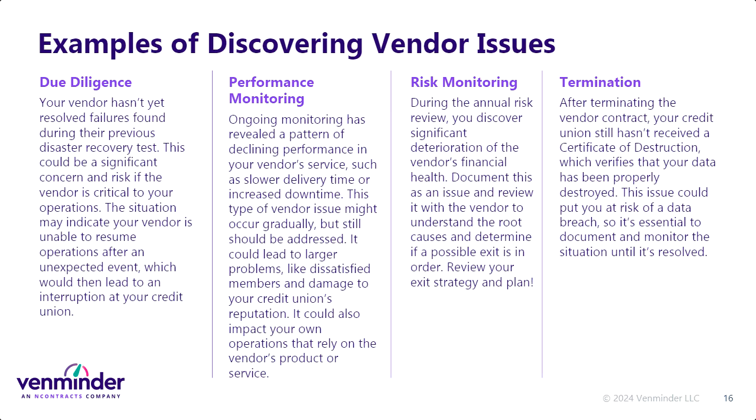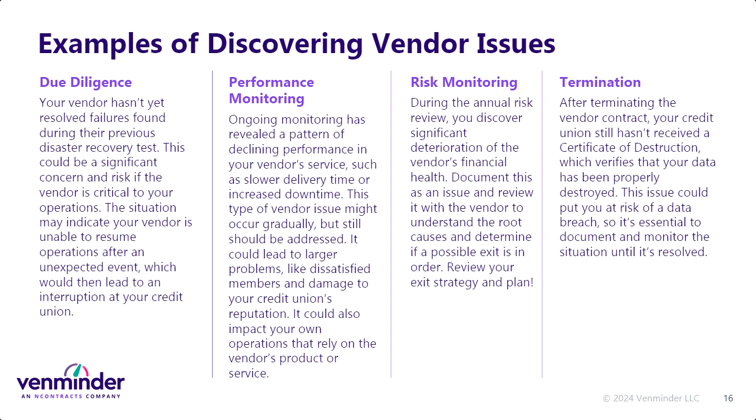So again, talking through some specific examples. Say during due diligence, you discover that the documentation provided to you by a vendor indicates that they had some failures found during a previous disaster recovery test. Okay, so that's in the due diligence documentation that they provided you. So they had some failures. It could be a significant concern or a risk if that vendor is critical to you. So it should point out to you an issue that you want to resolve.